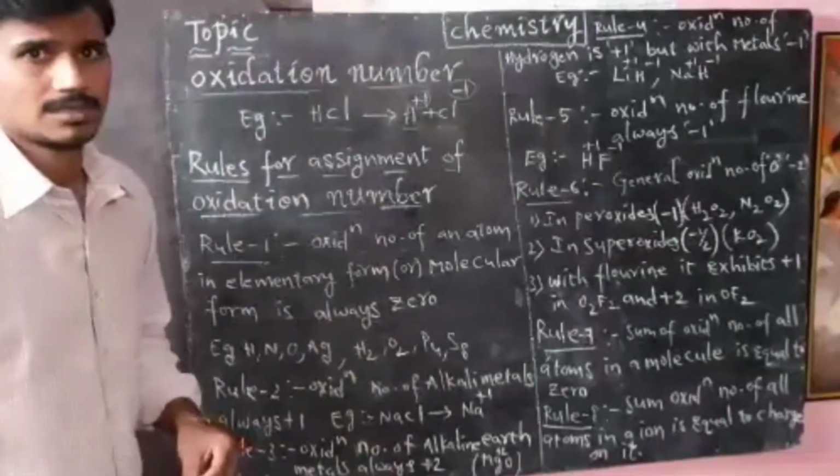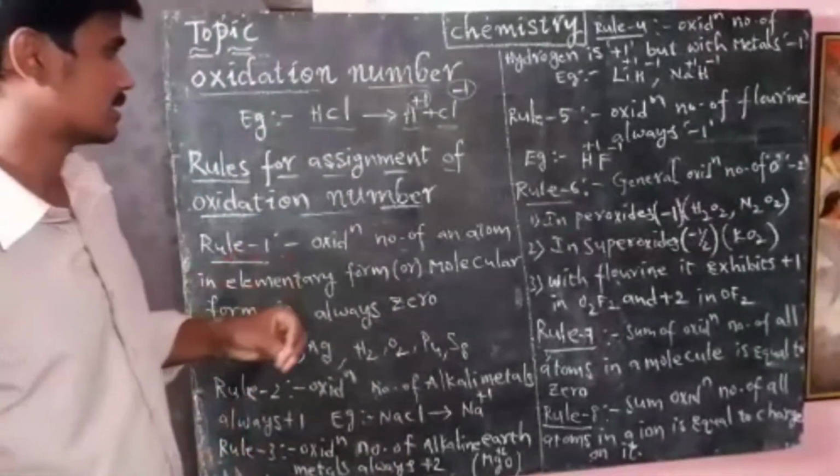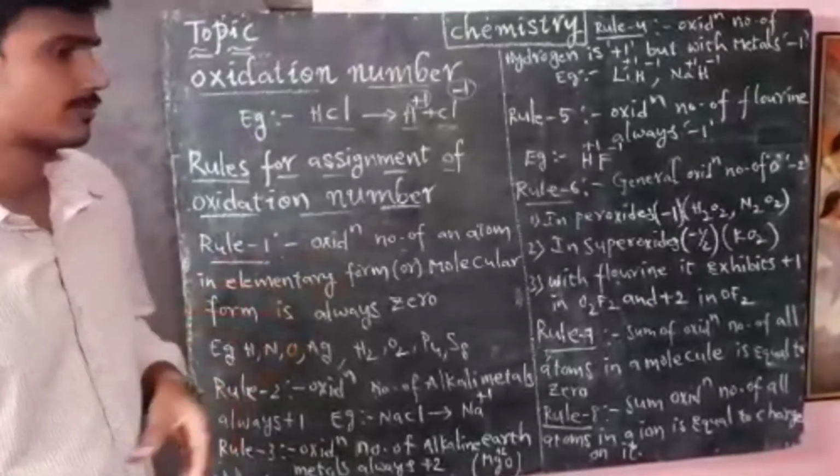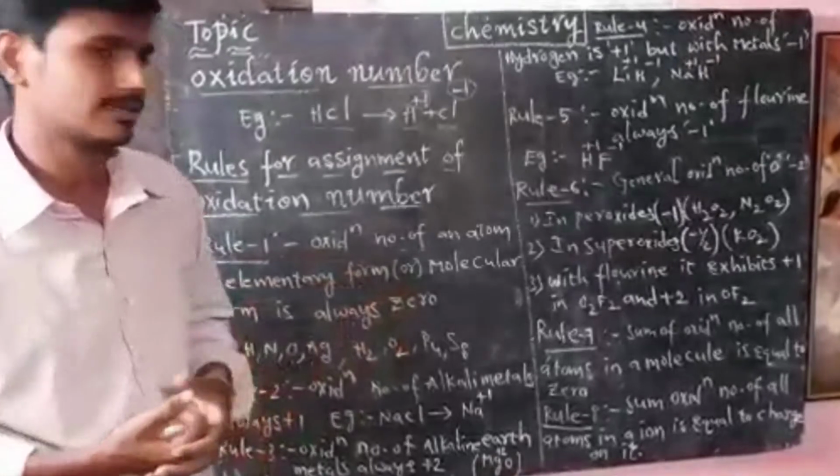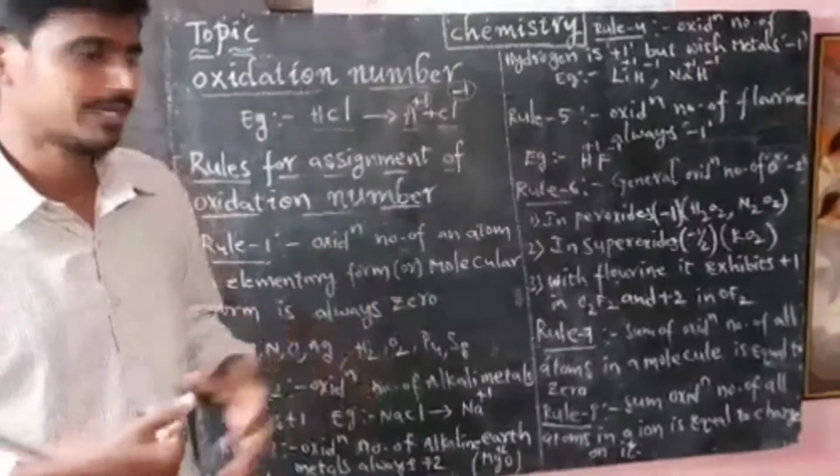So some rules are there for the assignment of oxidation number of an atom of an element. Total 8 rules are there. I will explain sweet and short.